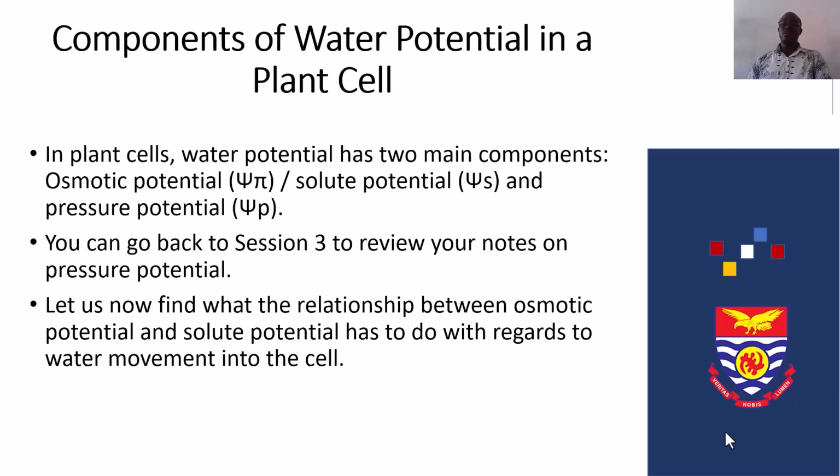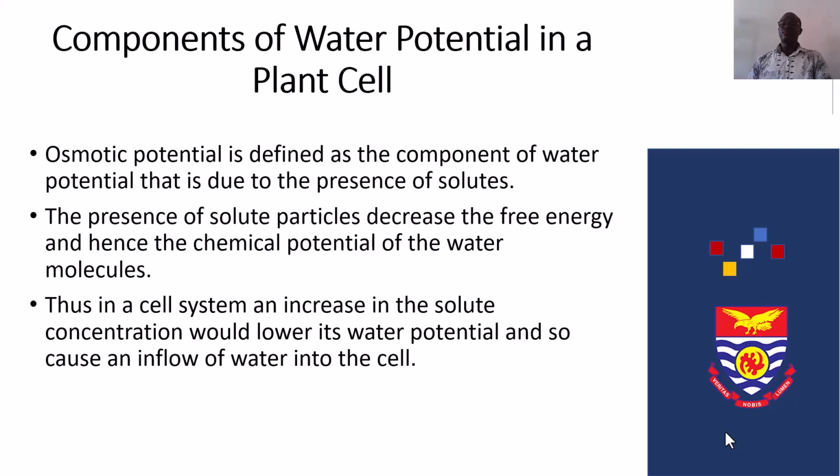In plant cells, water potential has two main components: osmotic potential, or solute potential, and pressure potential. You can go back to section 3 to review your notes on pressure potential. Let us now find out what the relationship between osmotic potential and solute potential has to do with regards to water movement into the cell.